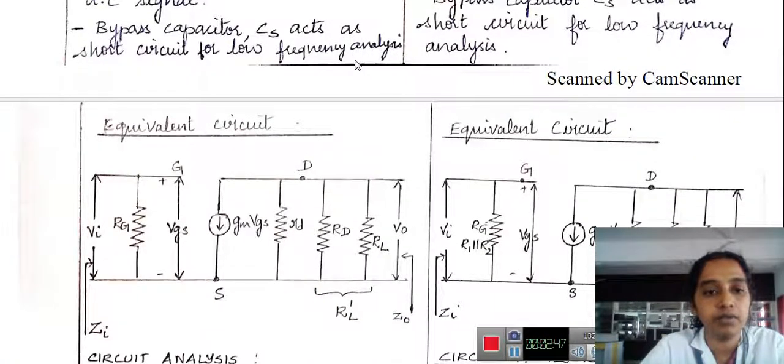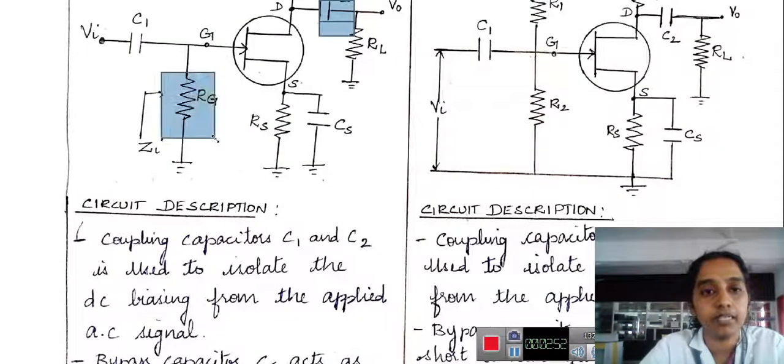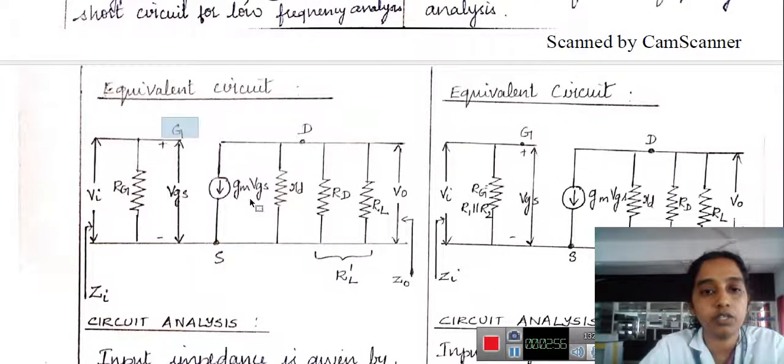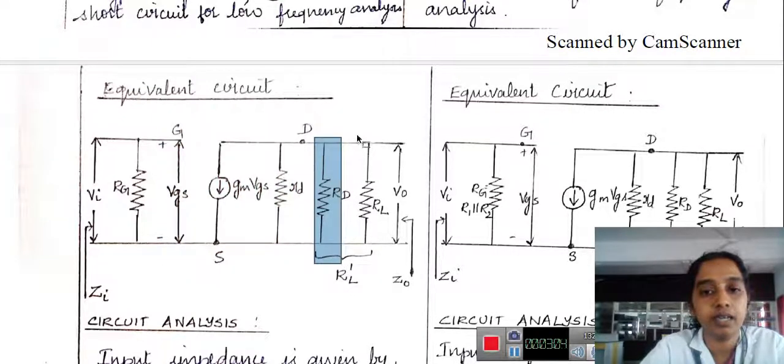We have gate resistance RG. This is the equivalent circuit of the JFET. And we have drain resistance RD and load resistance RL. So the equivalent circuits of self bias and voltage divider bias are the same. Here we have a fixed gate resistance RG, and here we have R1 in parallel to R2.